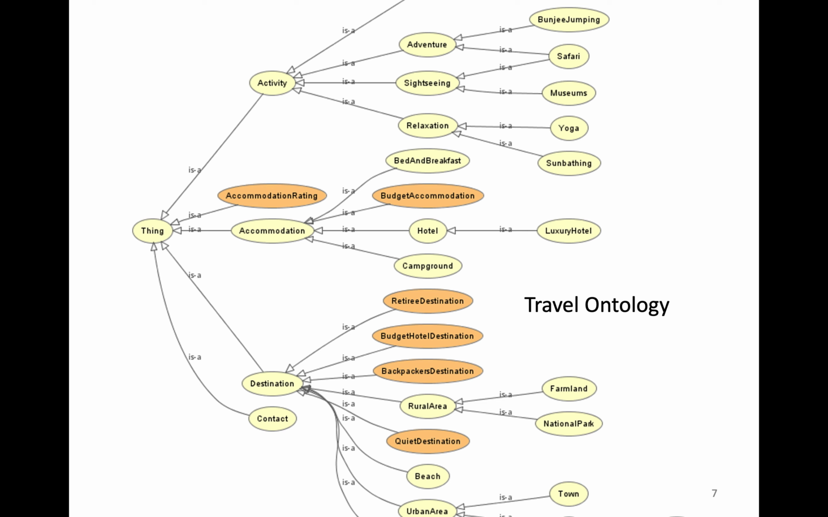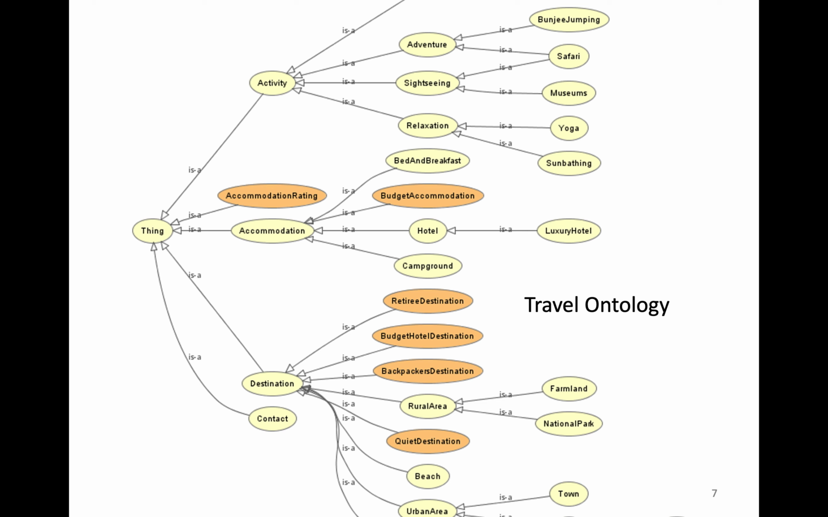So another thing could be accommodation, rating could be a thing. So accommodation could be another thing, right? We could get accommodation in a bed and breakfast, we could go to a hotel, and a hotel could be a luxury hotel, or we can just camp in a campground, right?